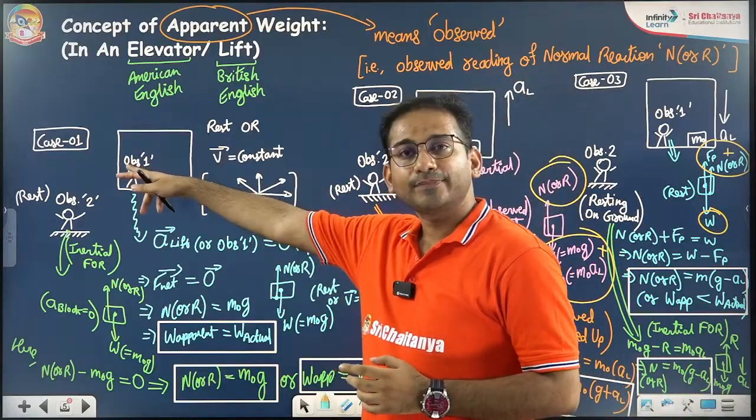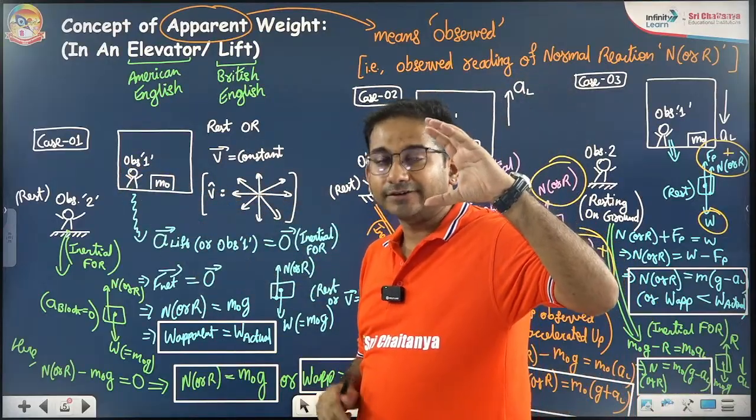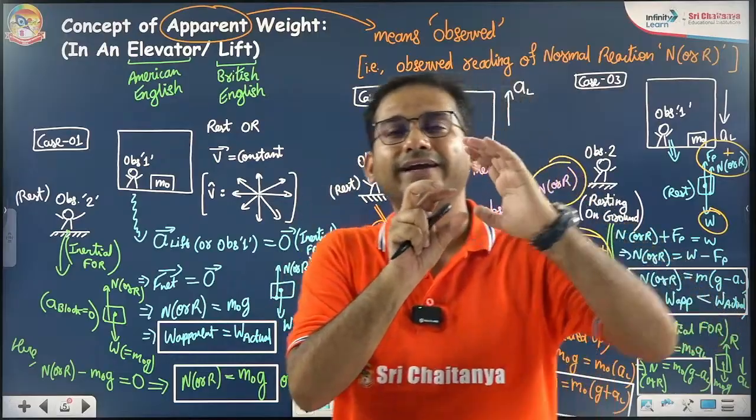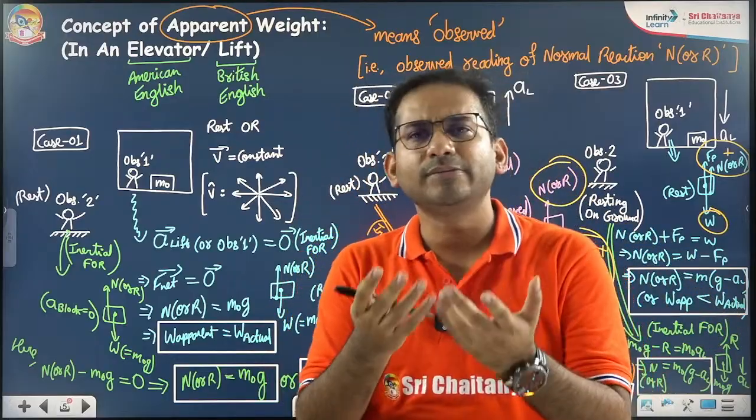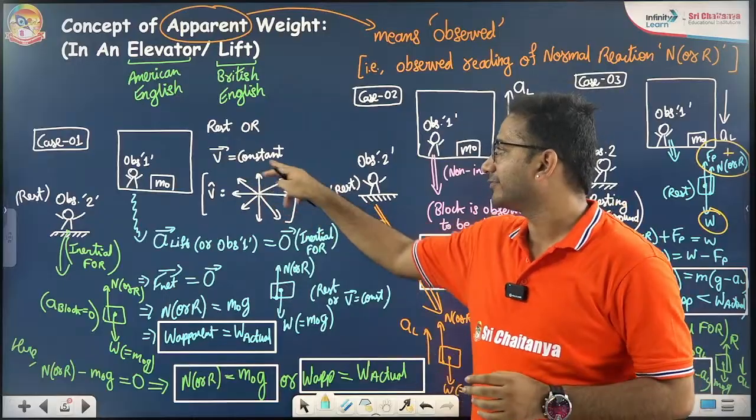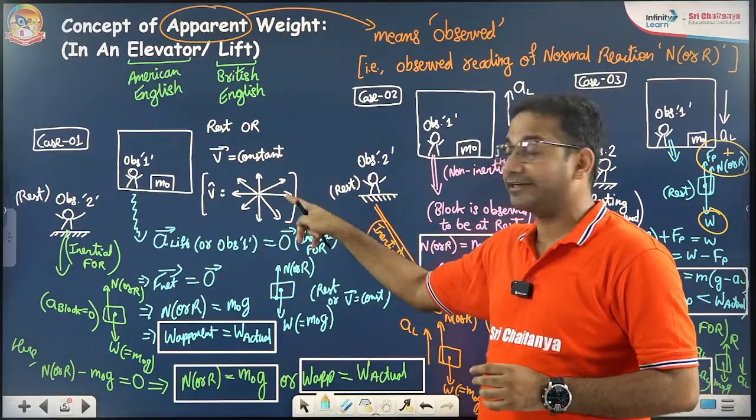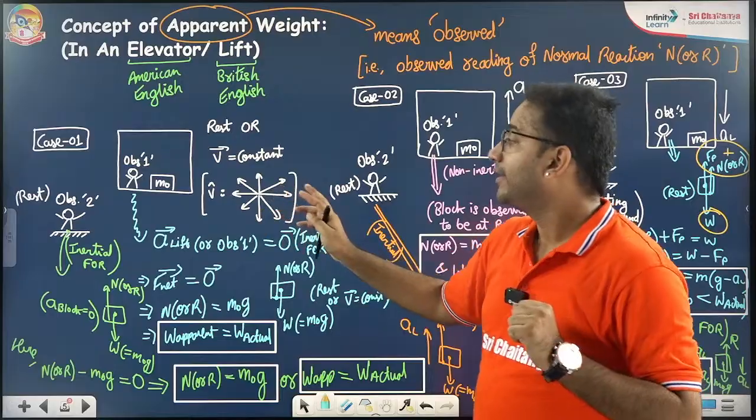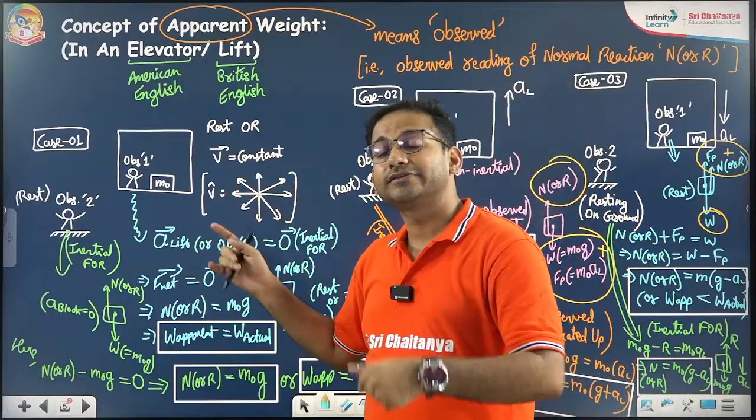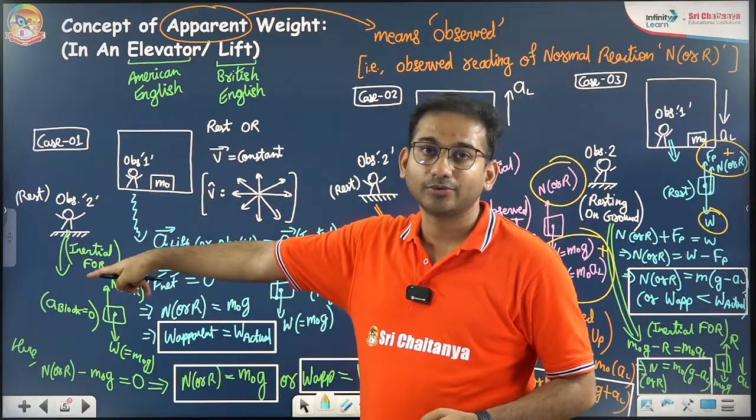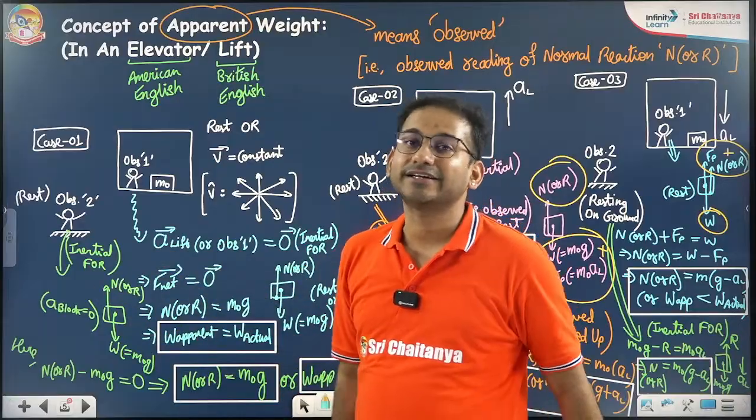So in case 1, there is a lift or elevator, inside which there is a block, and the elevator is at rest, or maybe moving in any direction with uniform velocity. Velocity can be constant in any direction. We don't care about it. In that case, we have considered two observers. One is inside the lift, one is on the ground.